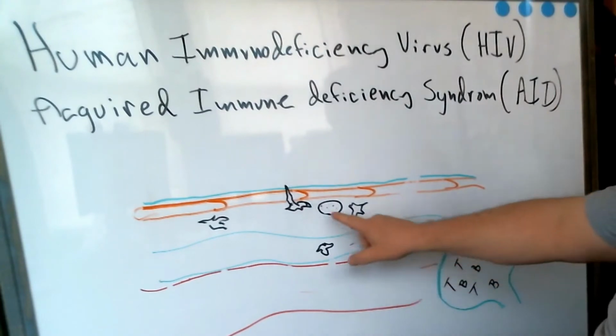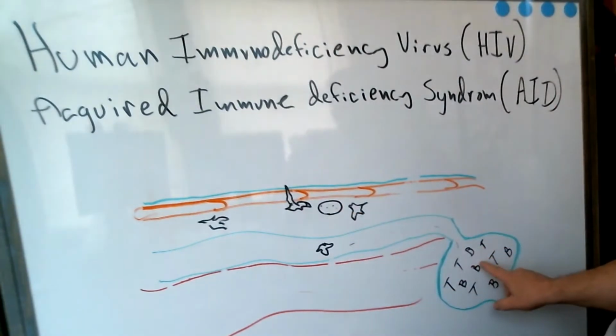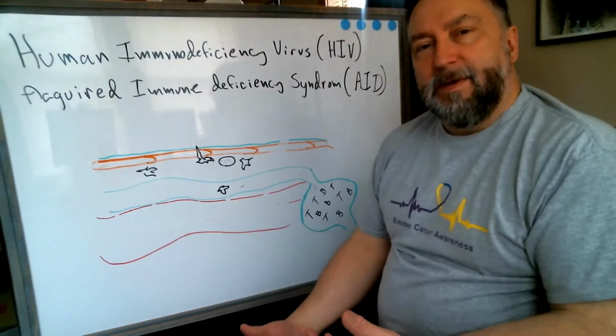So now this dendritic cell gets down here into the lymph node, and it presents itself. It's got this guy, right?